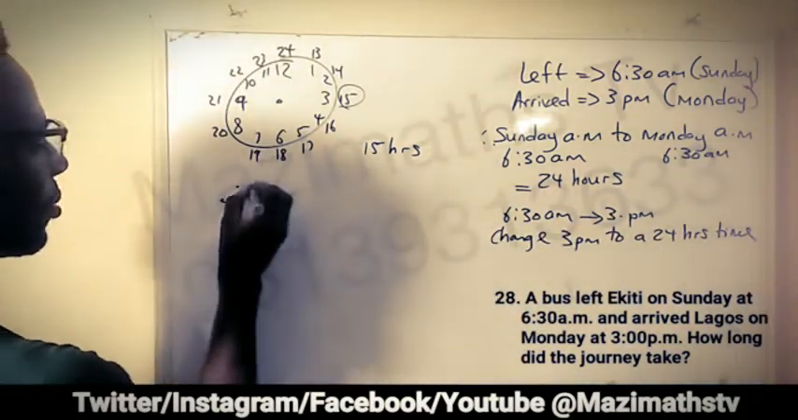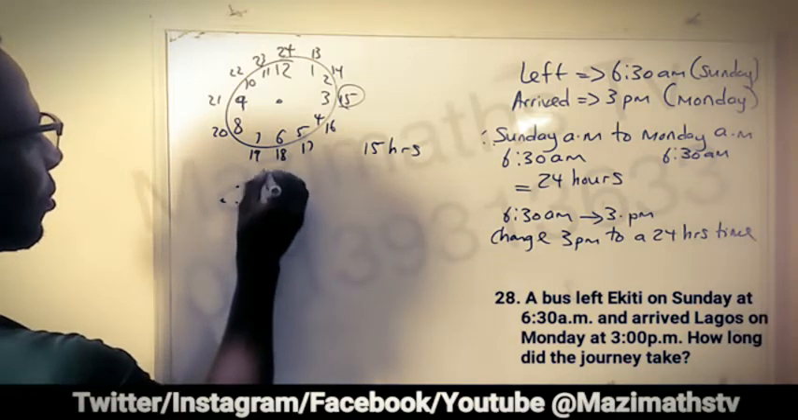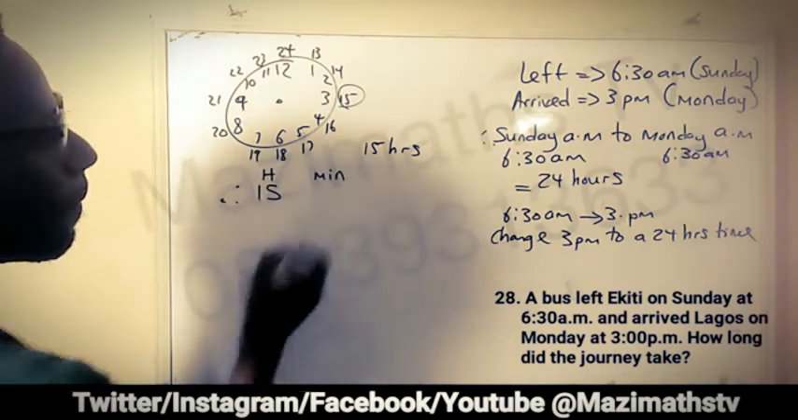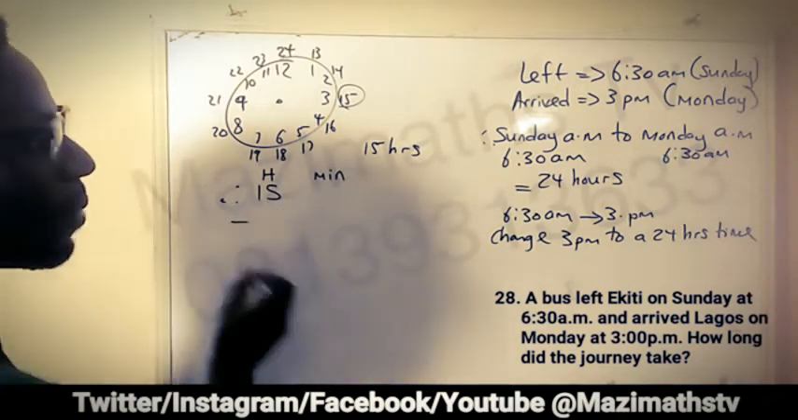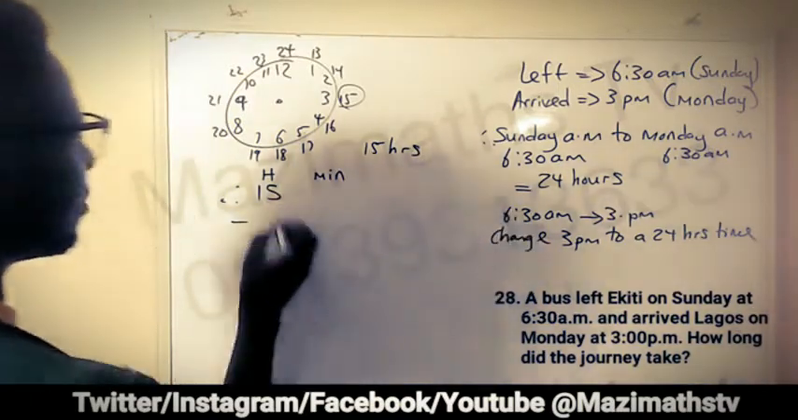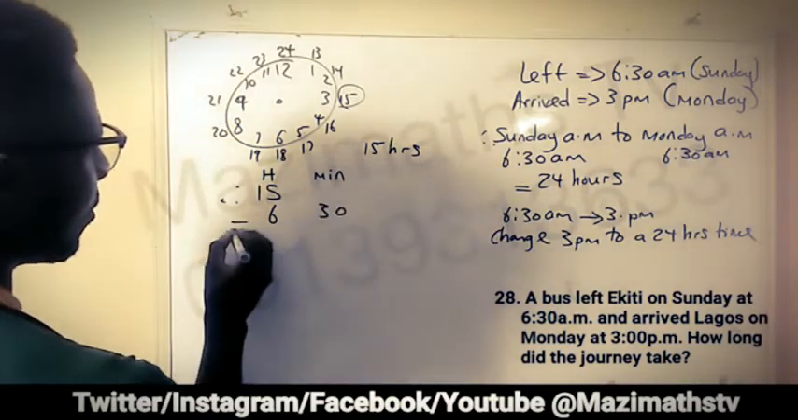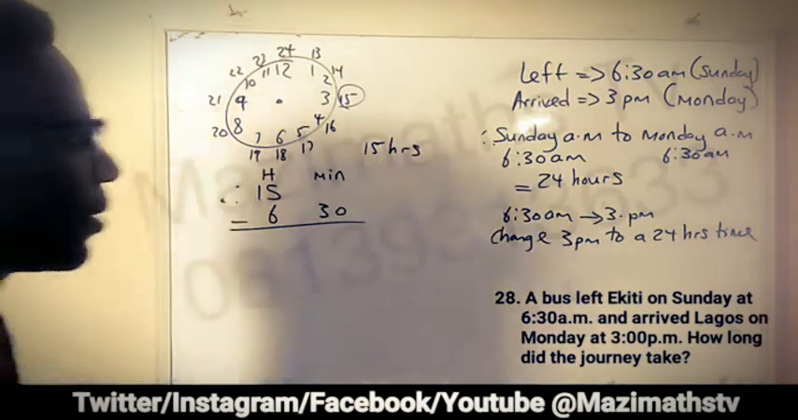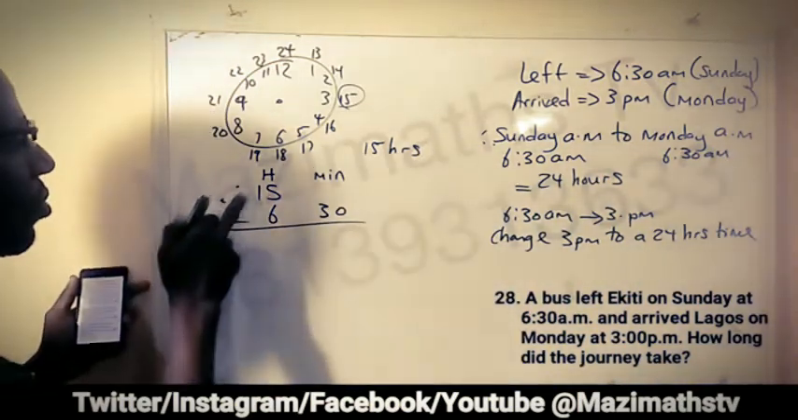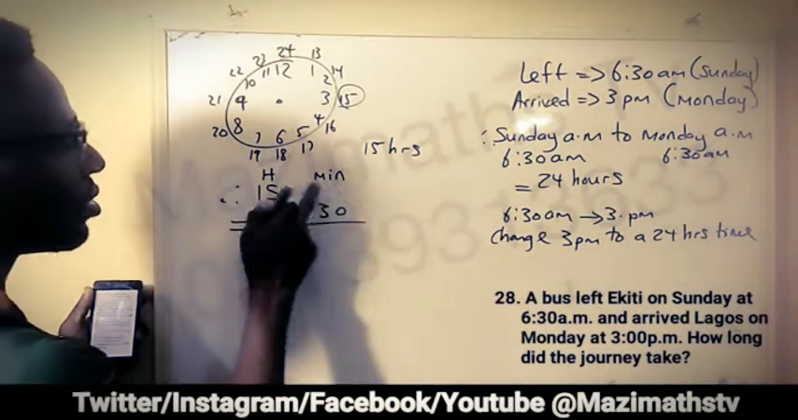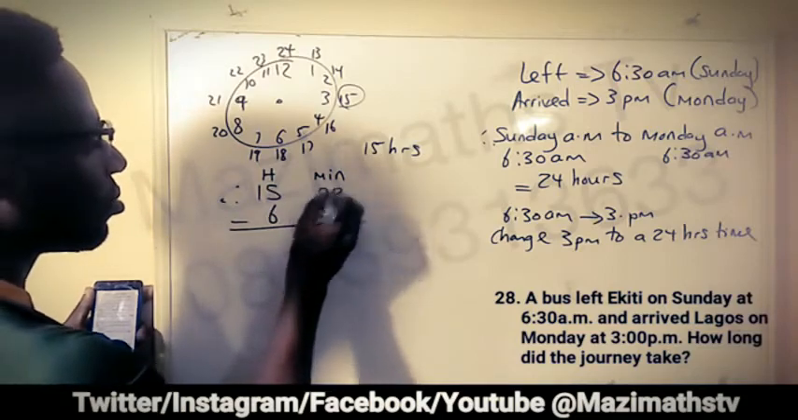So therefore, you now have what? 15, you can put hour and then minutes. So 15 hour minus 6 hour 30 minutes. Okay. Now to subtract, borrow from here to here. You know there's nothing here, you can use 0 to represent it.